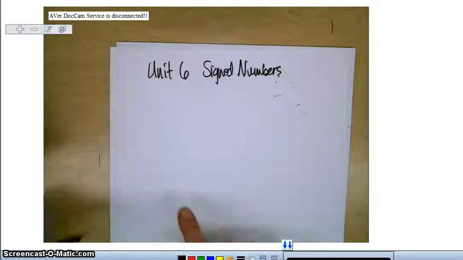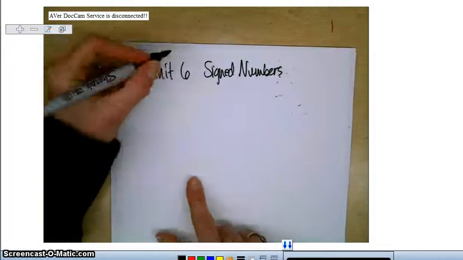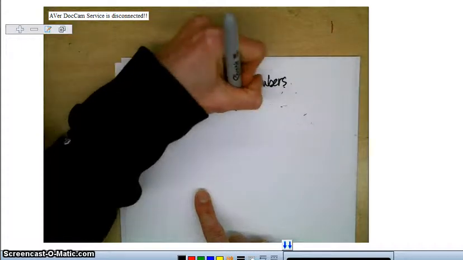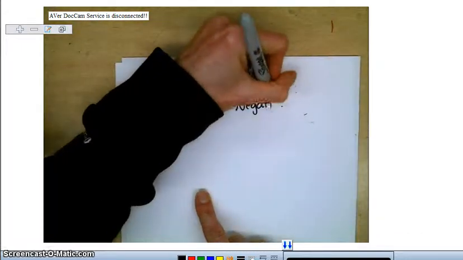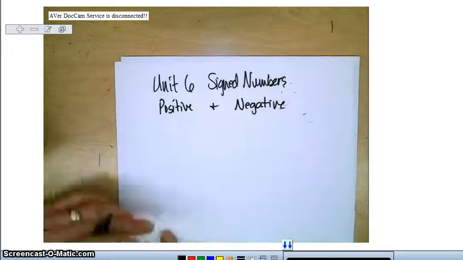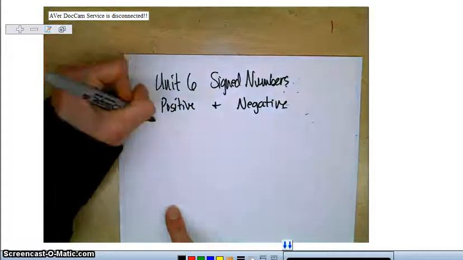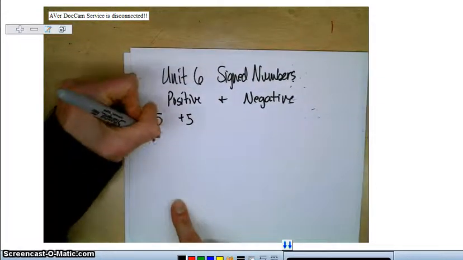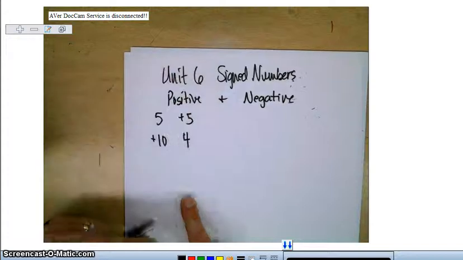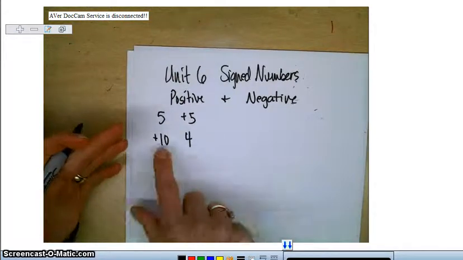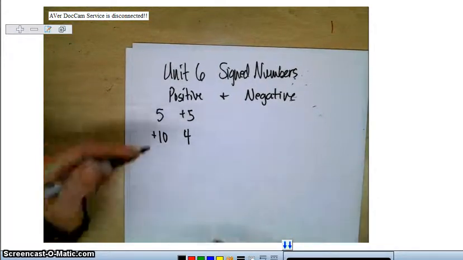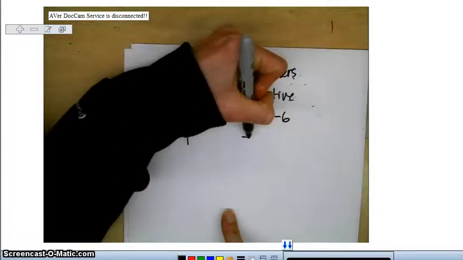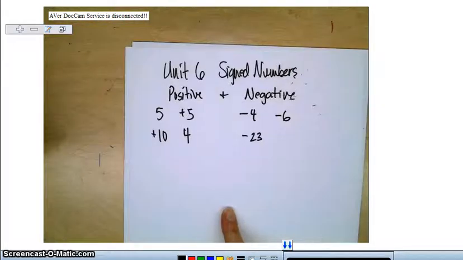Alright, this video is over Unit 6. We're going to talk about signed numbers. What we're talking about here are positive and negative numbers. So examples of positive numbers: 5, positive 5, positive 10, 4. Basically any number that's written without a sign in front of it is understood to be positive. And negative numbers, you can have negative 4, negative 6, negative 23, just negatives.